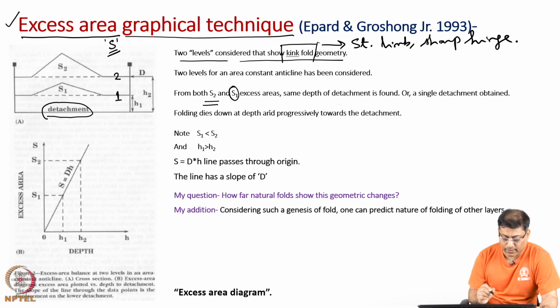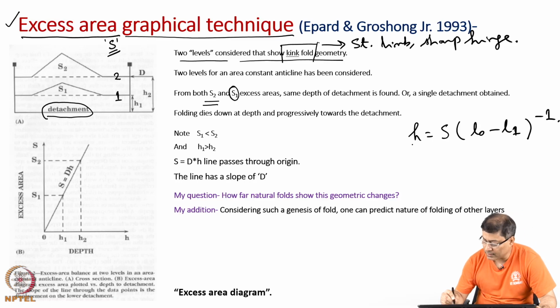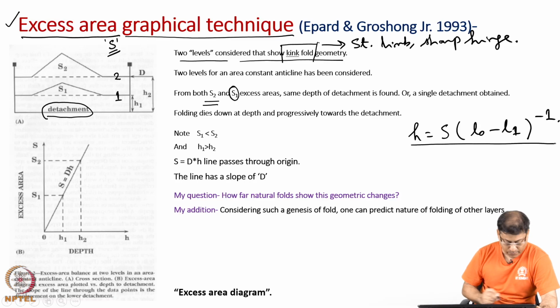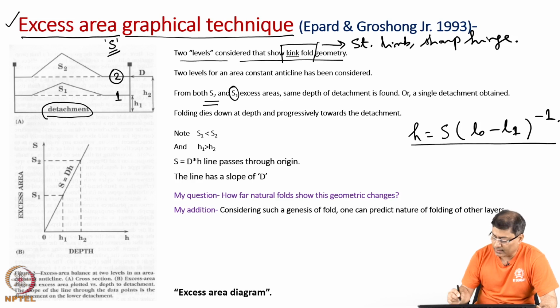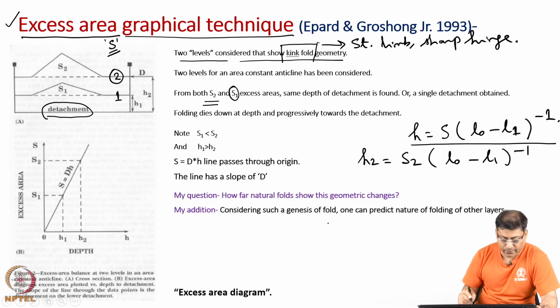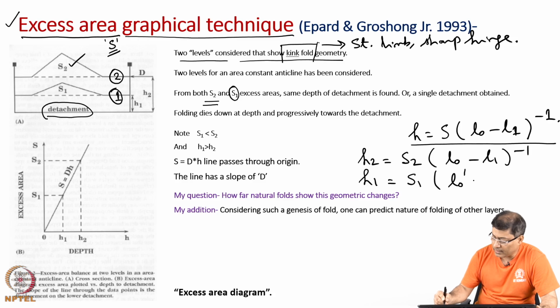And using both S2 and S1 in this equation, what we deduced in the previous slide, here we can find out the H1 and H2 parameters respectively related with S1 and S2 excess areas. For level 2, for example, we can obtain H2 is equal to S2 multiplied by (L0 minus L1) inverse, and for level 1 we can obtain H1 is equal to S1 multiplied by (L0 dash minus L1 dash) inverse.